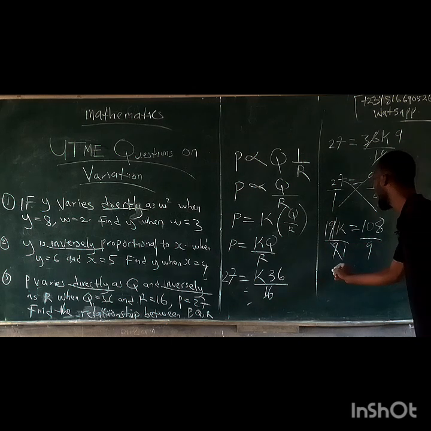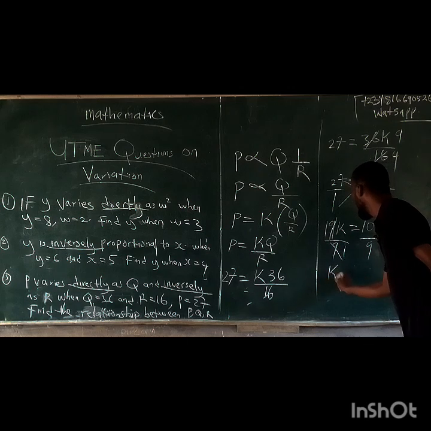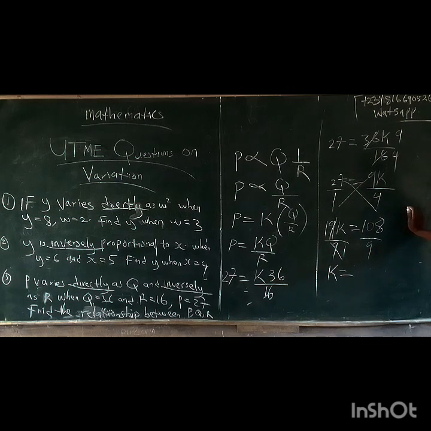So I have only k, because 1 times k will still give me k. Now, 108 divided by 9: 9 into 10 is 1, then in 18 we have 2. So 108 divided by 9 is 12. So my constant there is 12. So the value of k is 12.